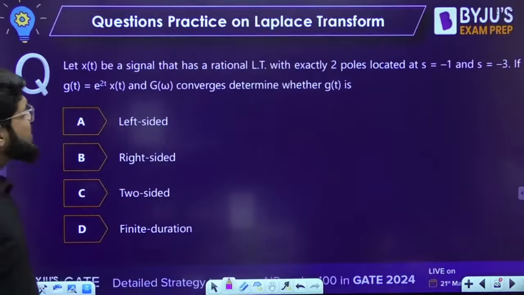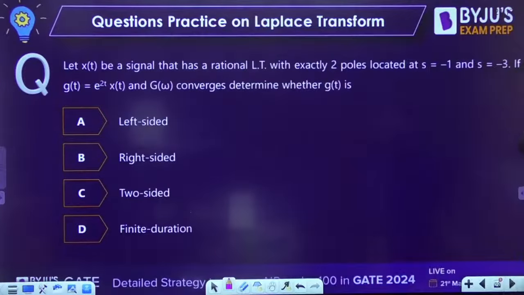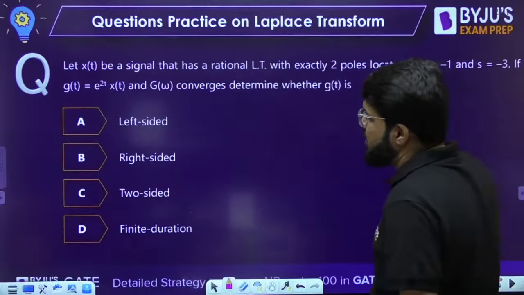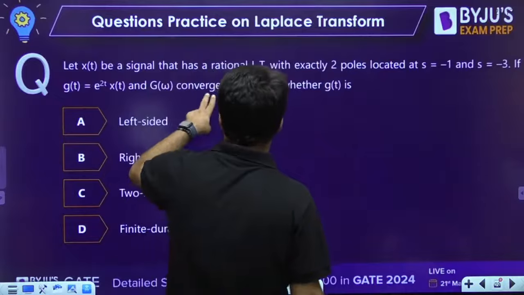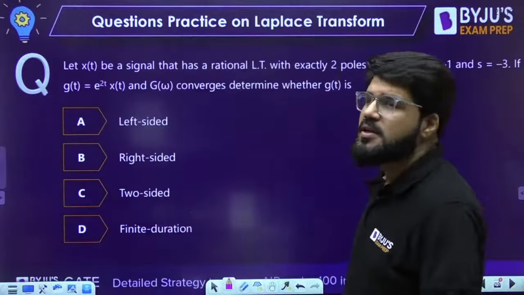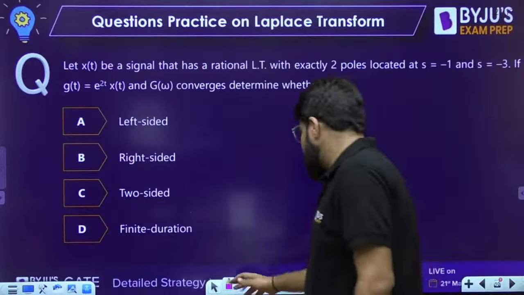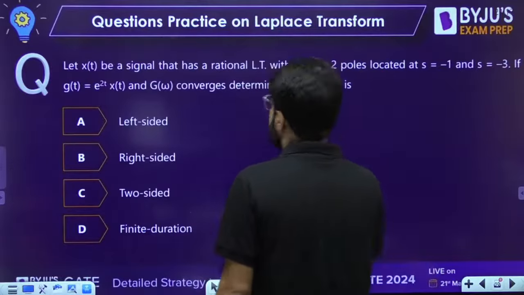Chalo. Let x(t) be a signal that has a rational Laplace transform with exactly two poles, at -1 and -3. Now let g(t) be e^(2t) x(t), and G(omega) converges, the Fourier transform converges. Determine what type of signal g(t) is. It's again a good conceptual question.